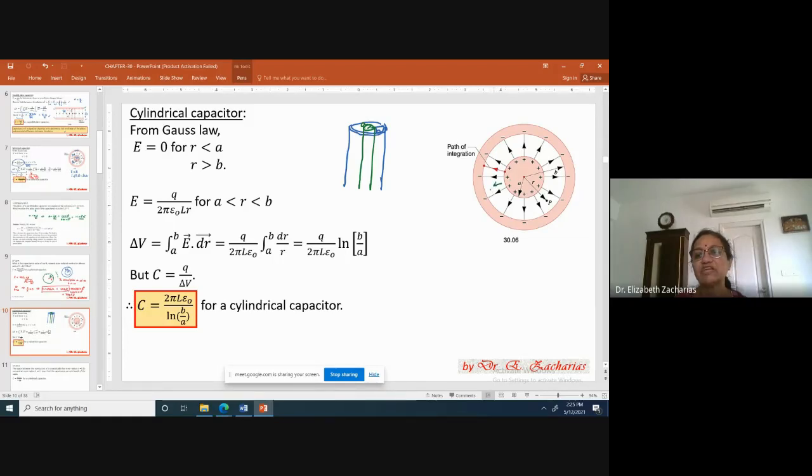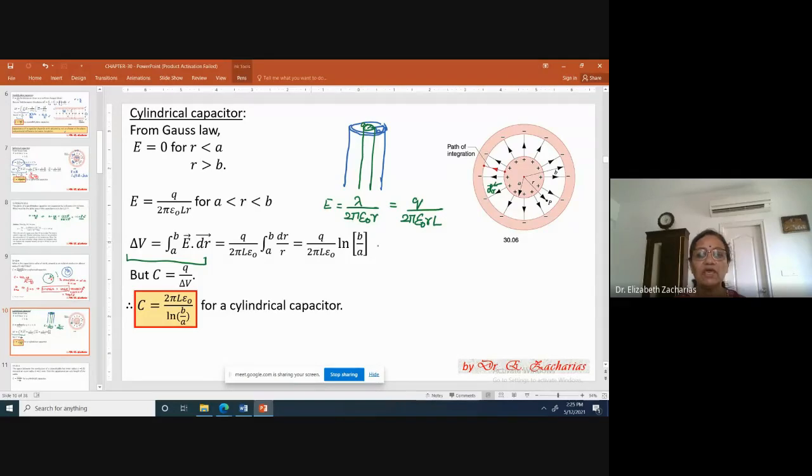I'll call this direction dr. There is an equation for E, which comes from Gauss's law. The equation for the electric field for this kind of body is lambda divided by 2 pi epsilon naught r, which is the charge on the inner plate divided by 2 pi epsilon naught r L, if L is the length. I'm just going to use this in the formula.